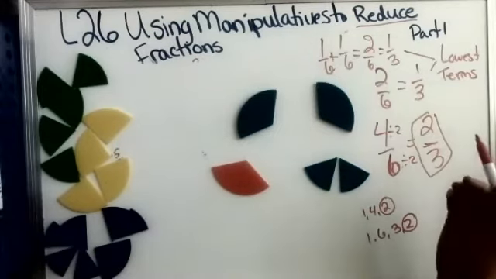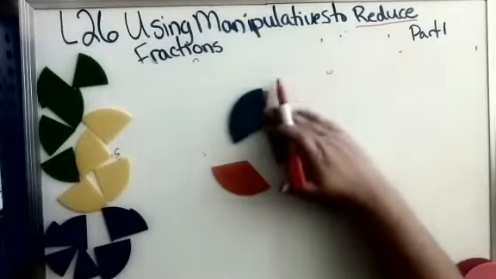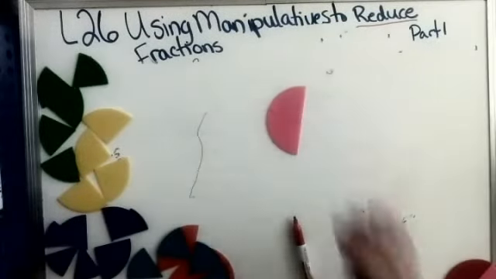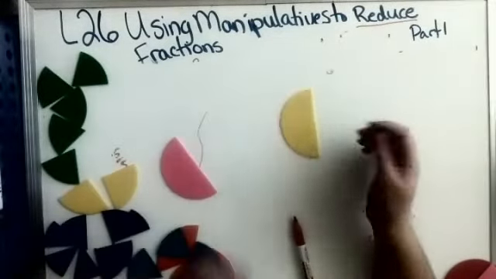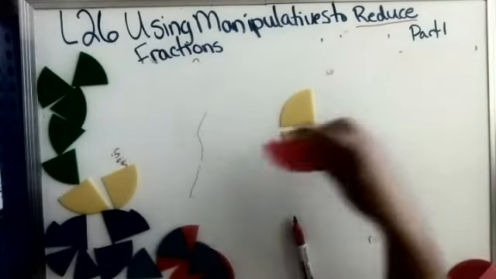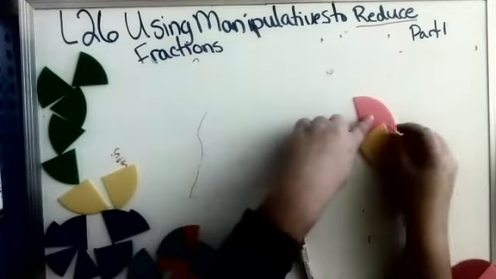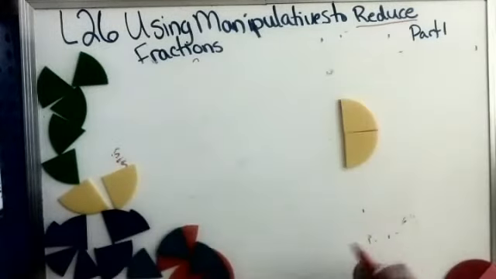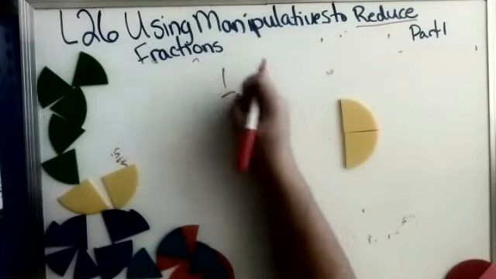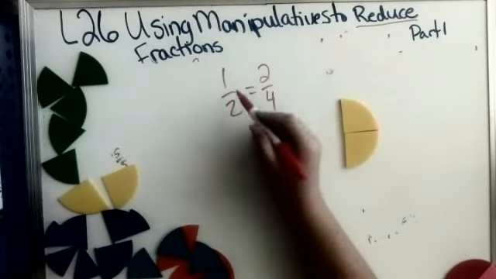Both ways work. Let's take a look at another one. If we have, let's say, 2/4. If we have 2/4, that is equivalent to, or the same as, a half. Because if you watch, these quarters fit perfectly on top of my half, just like that. So 1/2 is equal to 2/4. And again, the 1/2 is your lowest terms. I can't take that any lower than it is.